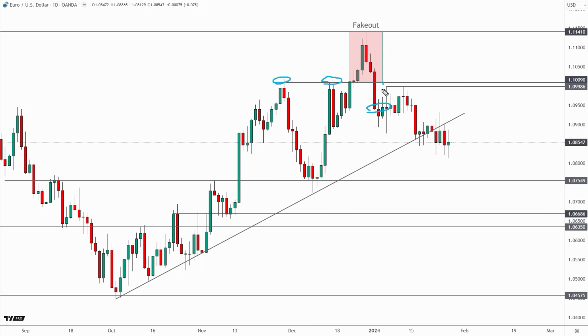And since that time, you can see we got the retest back here in this area. Since that time, we've had a nice little move down, although markets are still very indecisive, waiting on that first FOMC of the year.